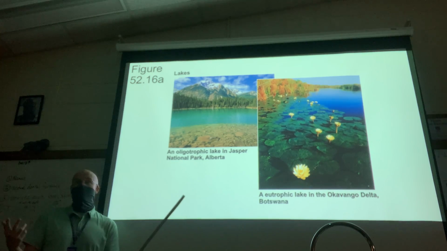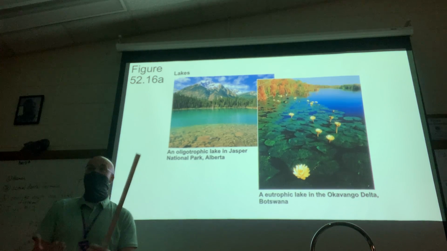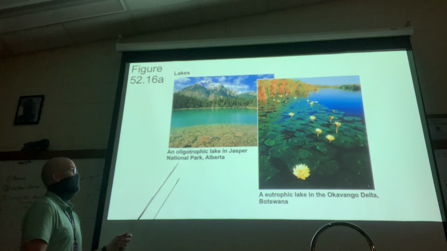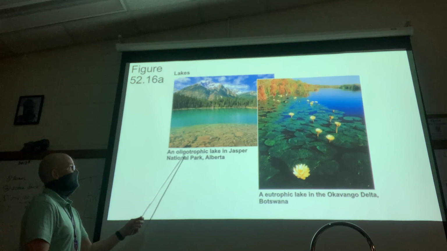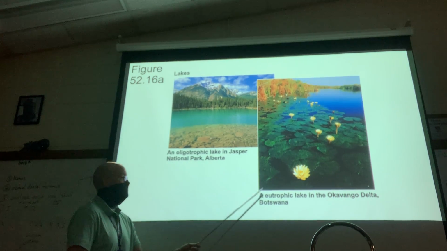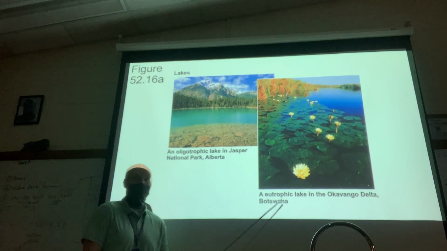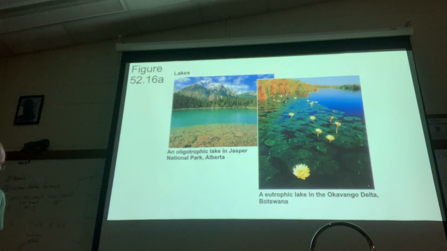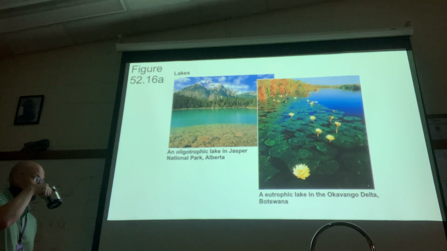There are two terms, of all the terms I tell you about today, that I would want you to focus on the most and remember, and that's these two terms, oligotrophic and eutrophic. These are two really, really important aquatic ecosystem terms.